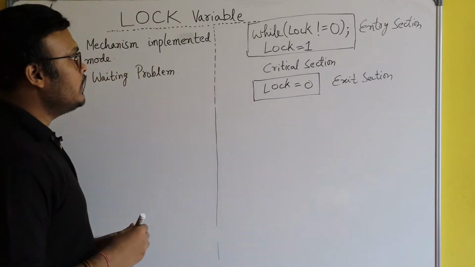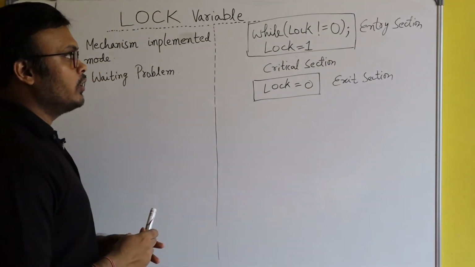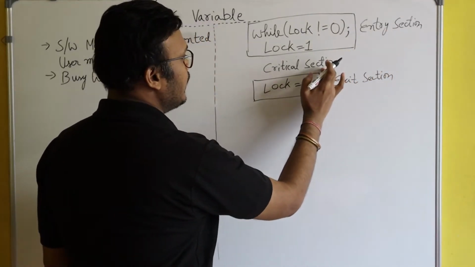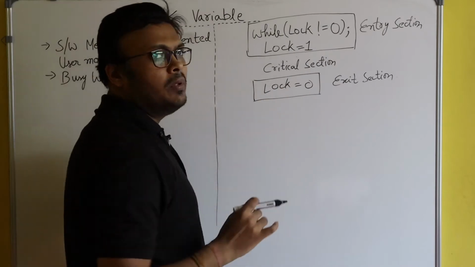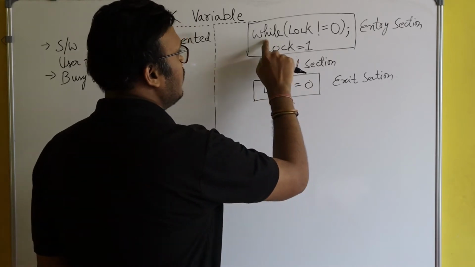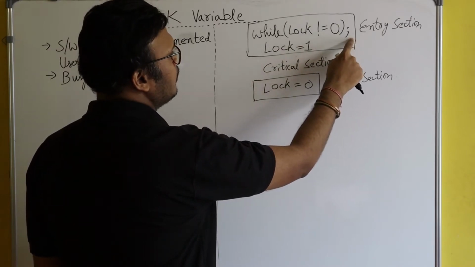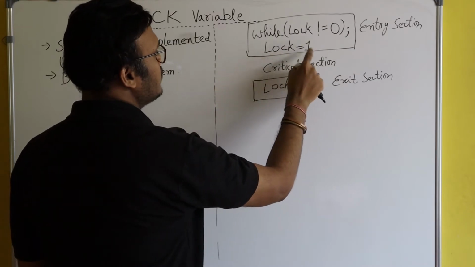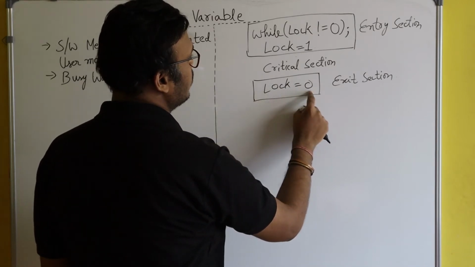Here I have written the code for this lock variable, and we will see how it works. I have written the entry section, critical section, and exit section. In the entry section there is a while loop, which is simply a C programming code fragment. In the brackets I have written lock not equal to 0, and at the end there is a semicolon. In the next line I have written lock equal to 1, then the critical section, and at the end lock equal to 0.